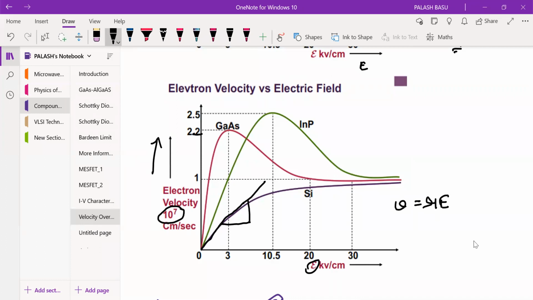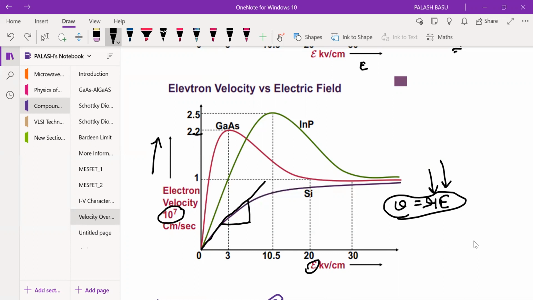So if you see the velocity of the carrier, you can easily understand that velocity is equal to mobility times electric field, right? This curve is a linear relationship, valid up to some point. It is not valid when the curve actually bends. So you can think about this curve also.